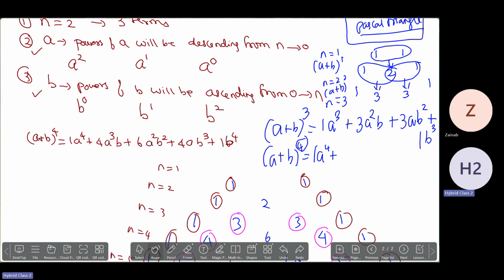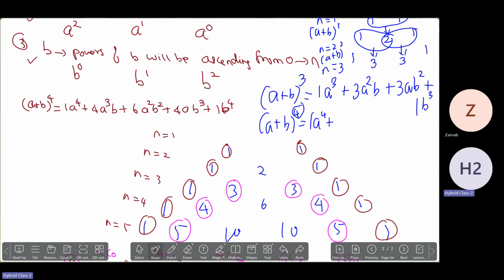So those are 6. What is 6? Here, 4 and 6 added, 10 comes. 4 and 5 added, 5 comes. 6 and 4 added, 10 comes. 4 and 1 added, 5 comes. They're not required.